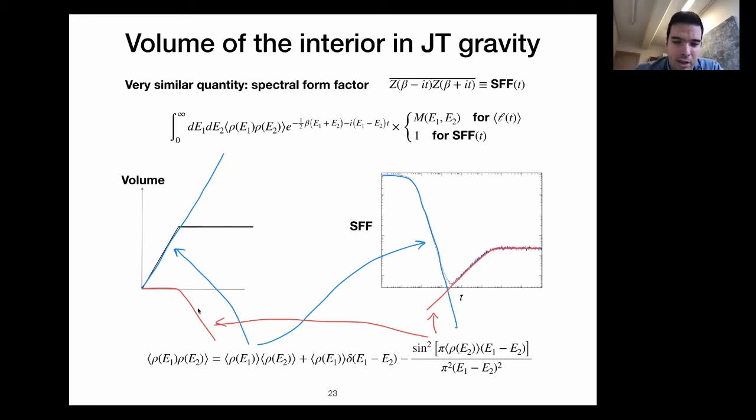On the other hand, what the sine kernel does in the volume is that it gives something that doesn't really do anything at early times, and at very late times it starts to grow in the negative direction with a linear slope, in precisely the way that cancels this growth here, and you have this plateau here. So this is a new kind of cancellation, between the disconnected contribution to the spectral density and the sine kernel. That's what lies behind this, and it's a universal thing. It's just true in random matrix theory.